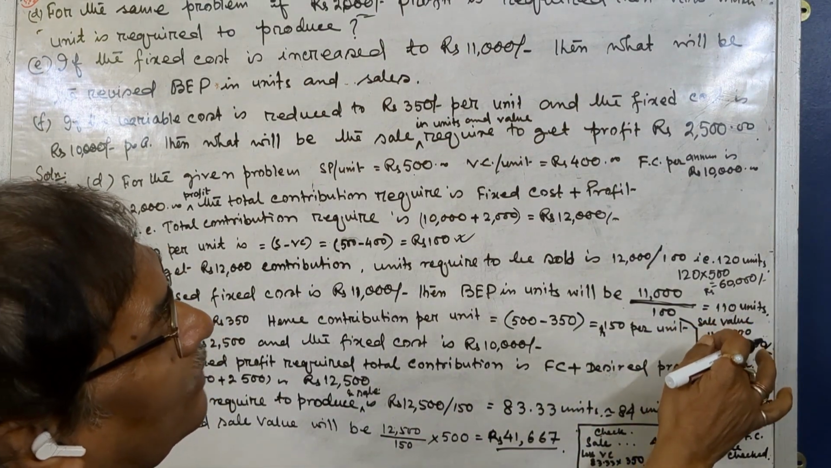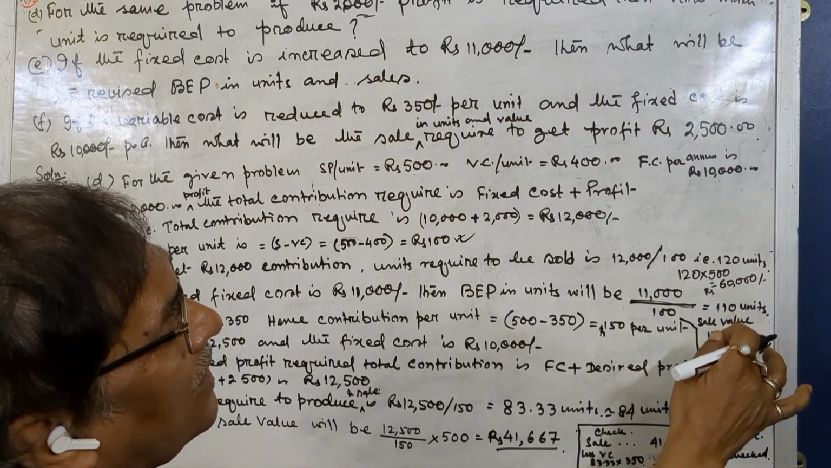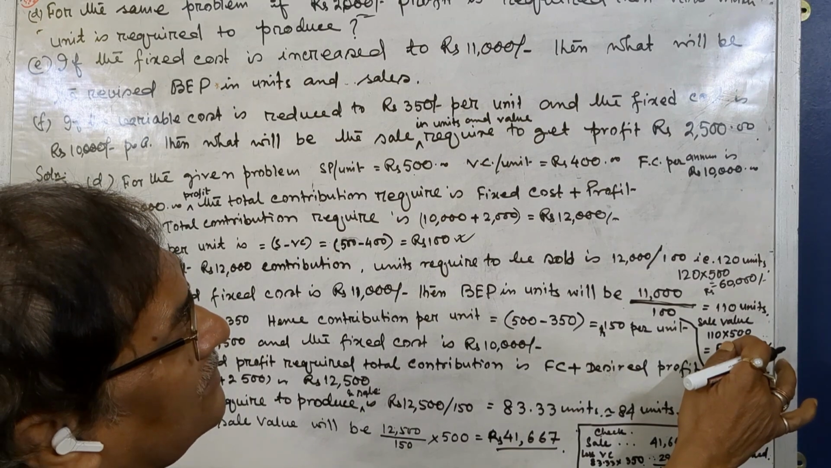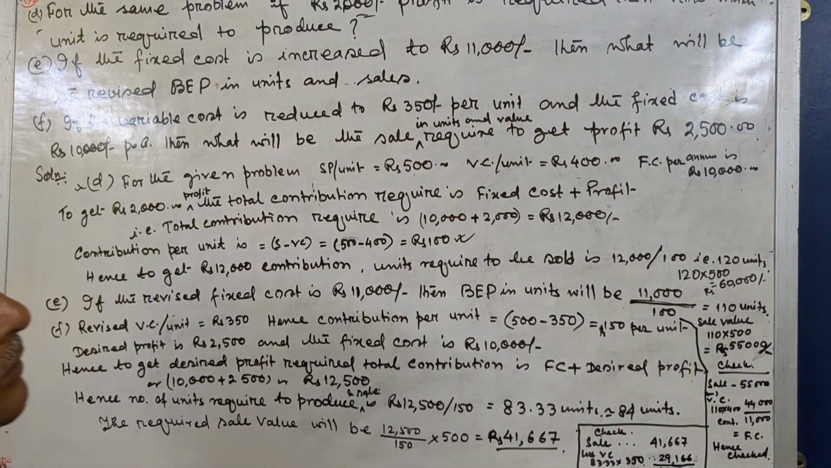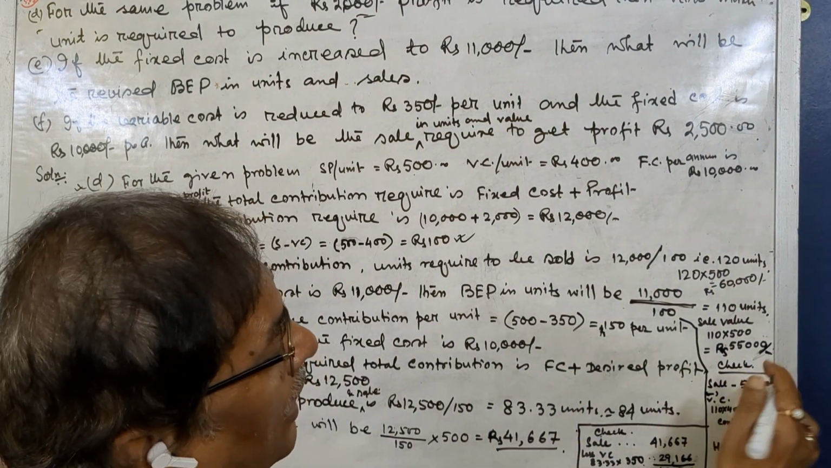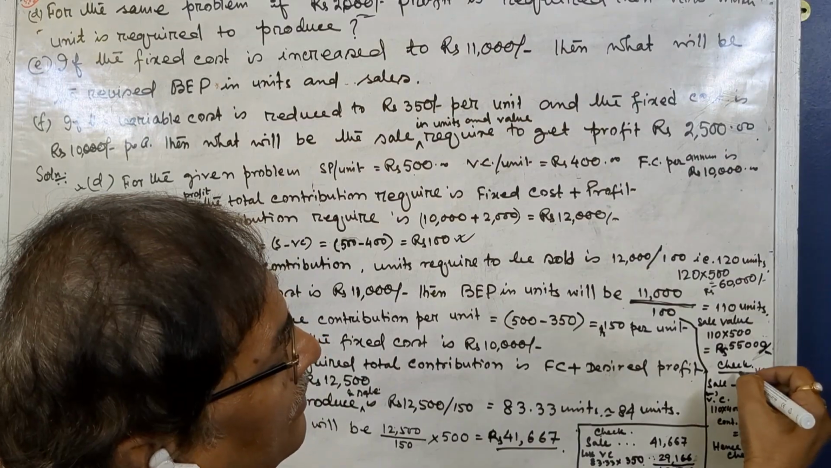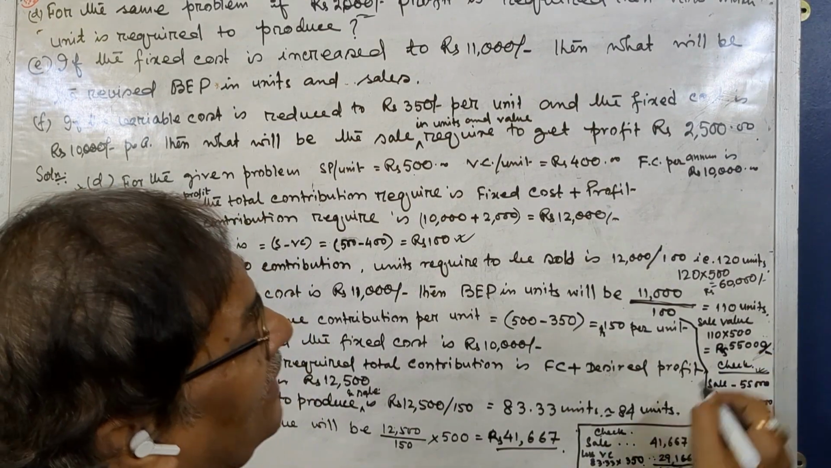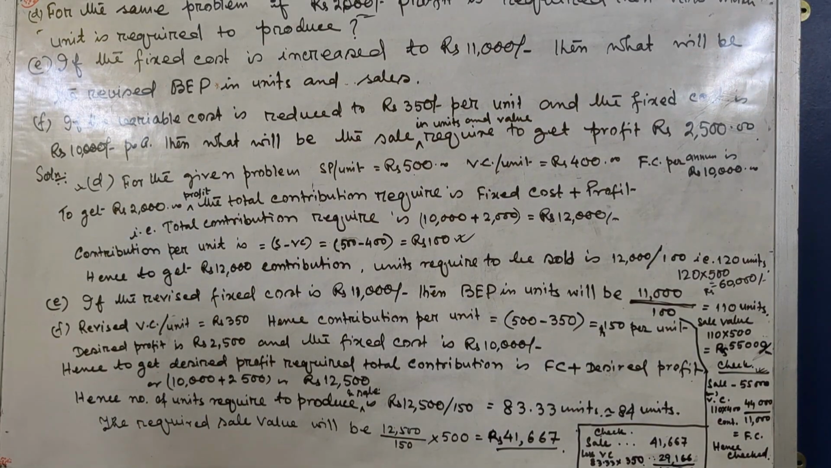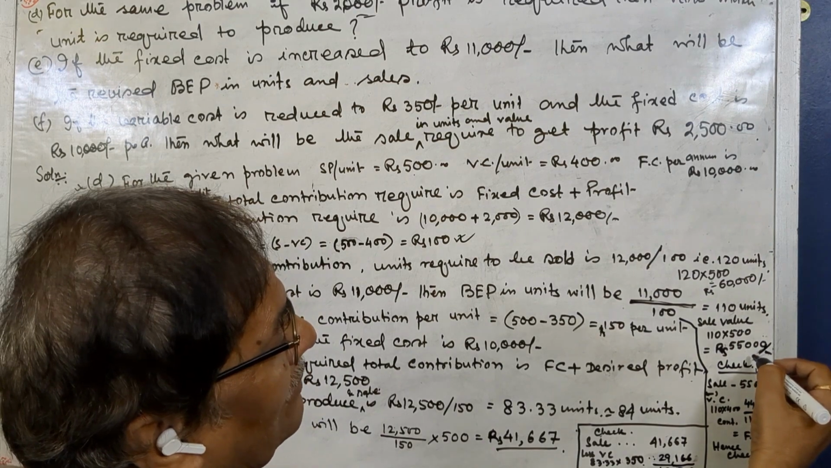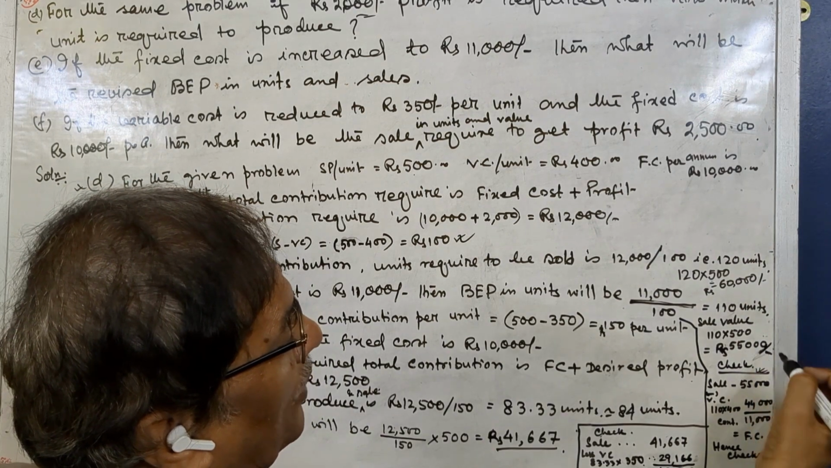And in sales value, what will be the break-even sales? 110 into 500, that is 55,000 rupees. If you want to check whether it is correct or not, I have shown you here the calculation. If you sell 55,000 rupees, then you will be at the break-even point, that is no loss, no profit point.